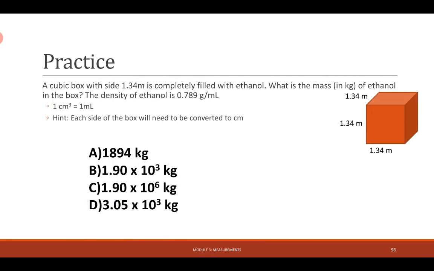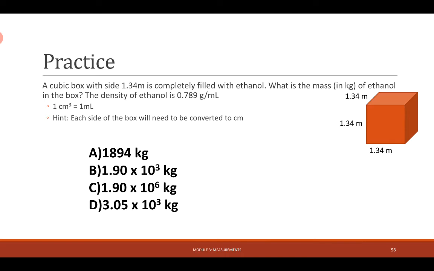All right, last practice problem for density. The problem reads, a cubic box with side of 1.34 meters is completely filled with ethanol. What is the mass in kilograms of ethanol in the box? The density of ethanol is 0.789 grams per milliliter. The hint says each side of the box needs to be converted into centimeters.